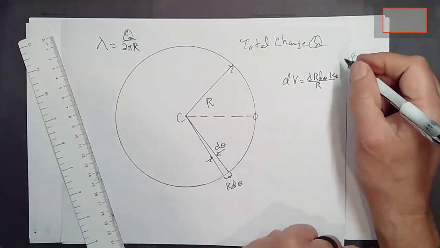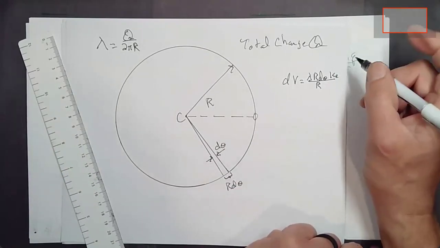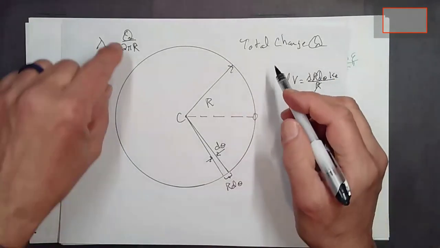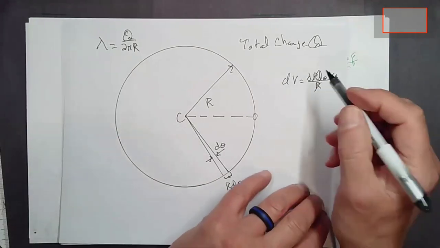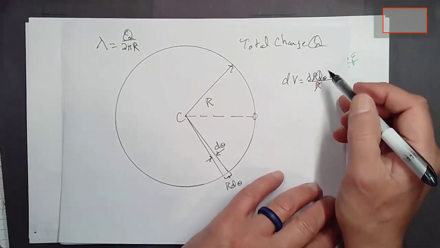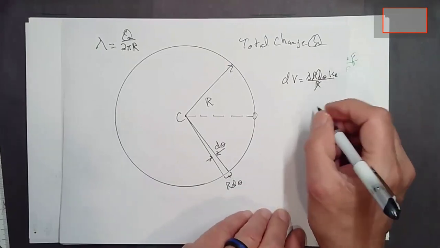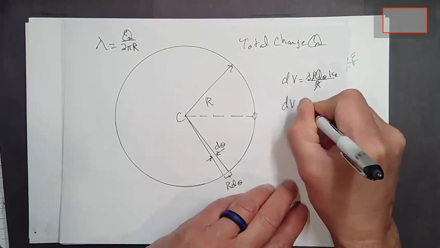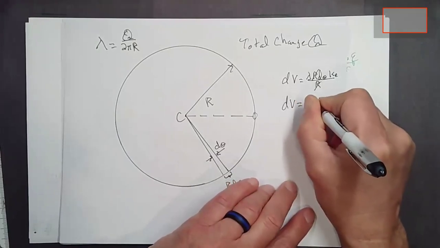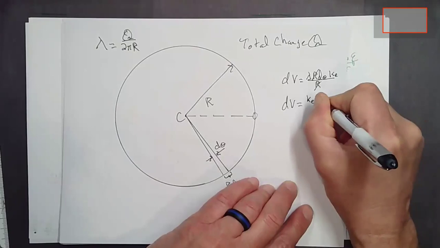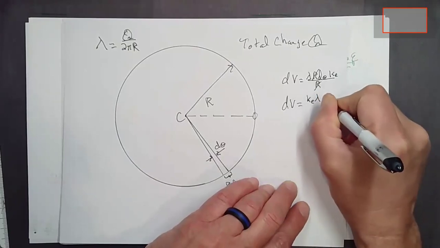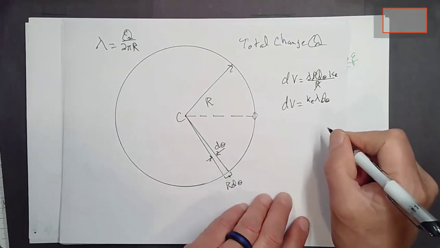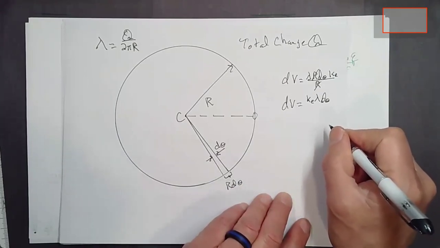So, well, if those divide out, they divide out. Oh, I've got a lambda in the or an R in the charge there as well. So that'll keep me honest. Anyway, the dV, little amount of potential, then is going to be, if I write it in a better order, k sub e lambda d theta, and that doesn't look so bad to calculate.